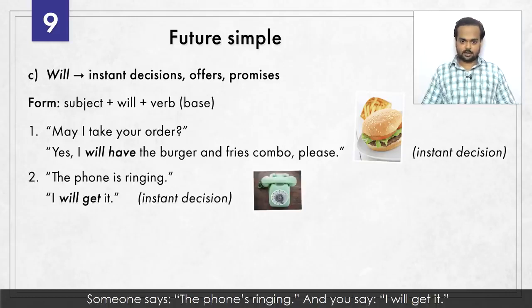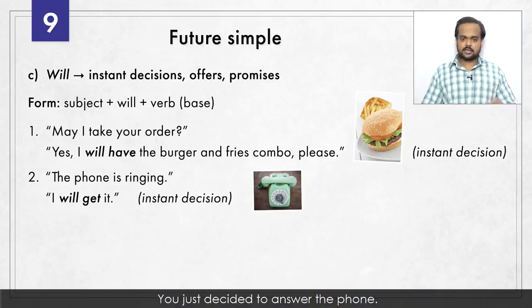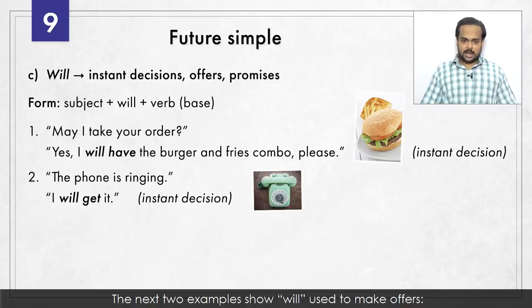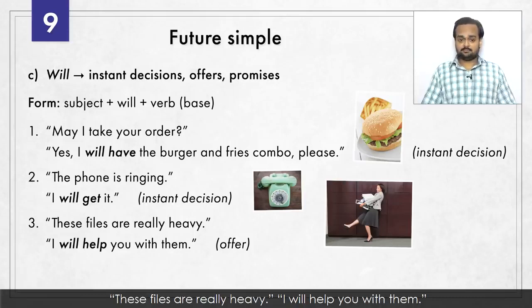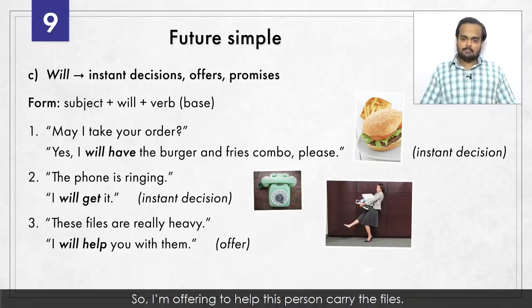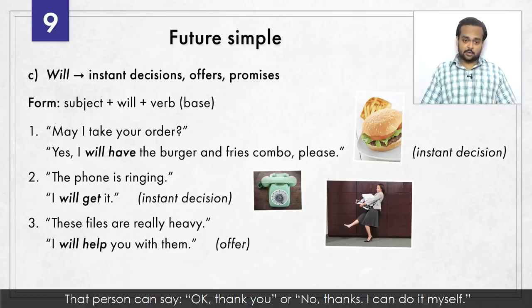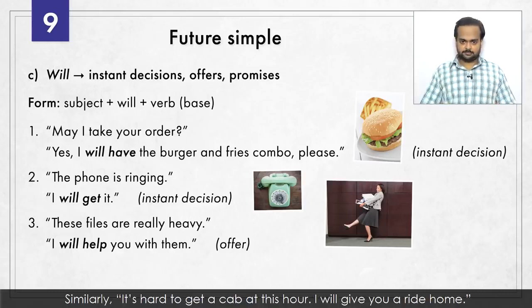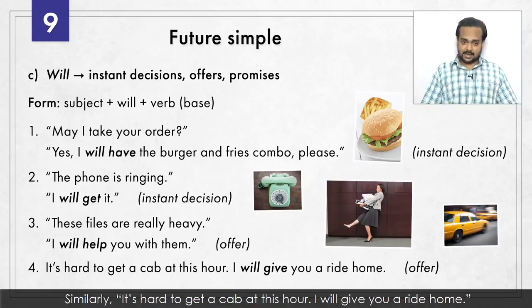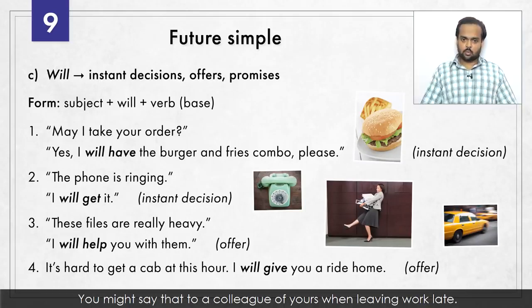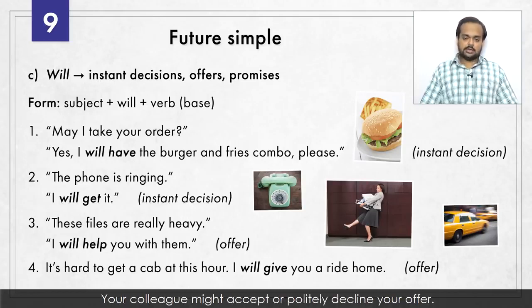Here's another example. Someone says, "The phone's ringing," and you say, "I will get it." You just decided to answer the phone. The next two examples show will used to make offers. "These files are really heavy. I will help you with them." So I'm offering to help this person carry the files. That person can say, "Okay, thank you," or "No thanks, I can do it myself." Similarly, "It's hard to get a cab at this hour. I will give you a ride home." You might say that to a colleague of yours when leaving work late. Your colleague might accept or politely decline your offer.